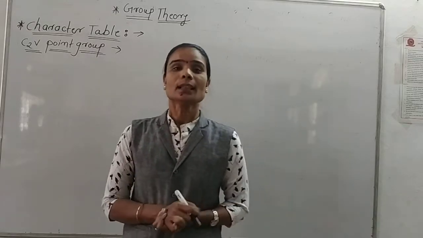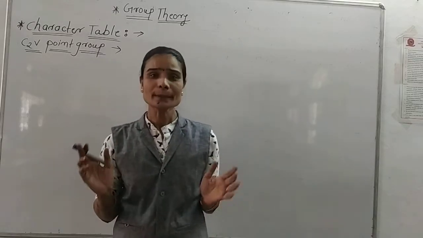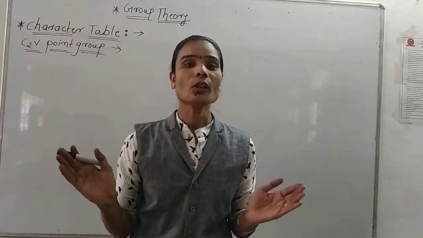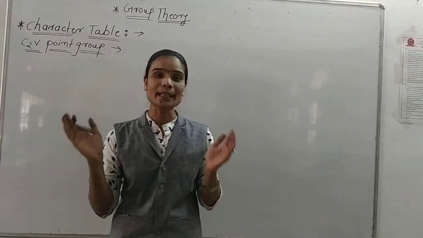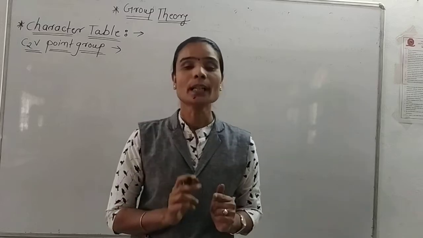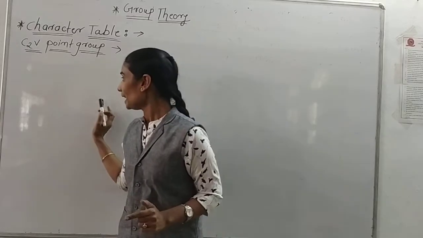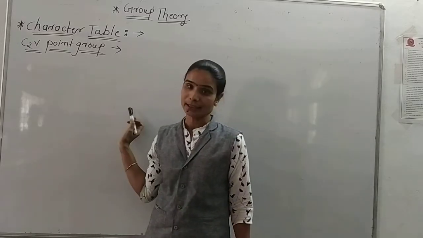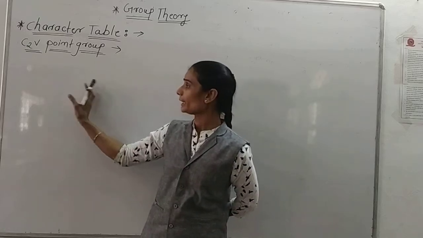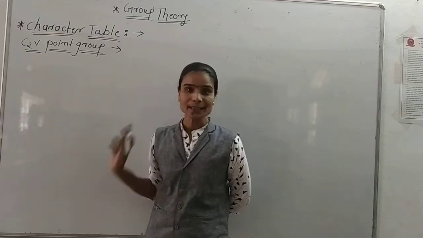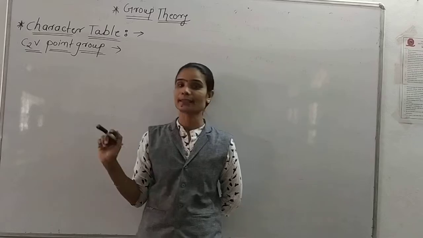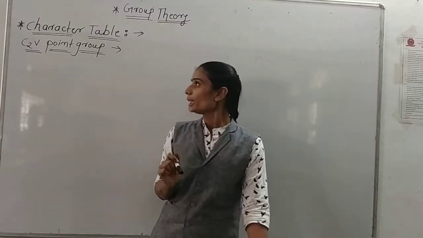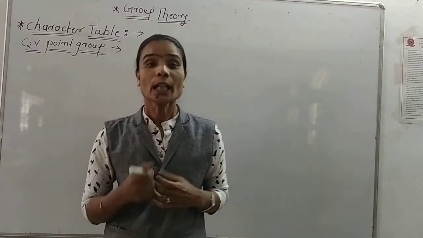Okay, we know that a point group is nothing but the collection of all symmetry elements present in that group, and those symmetry elements have some characters. Those characters are given in the form of a table. That is nothing but the character table. We already discussed it. Today we are going to see the character table for the C2V point group.